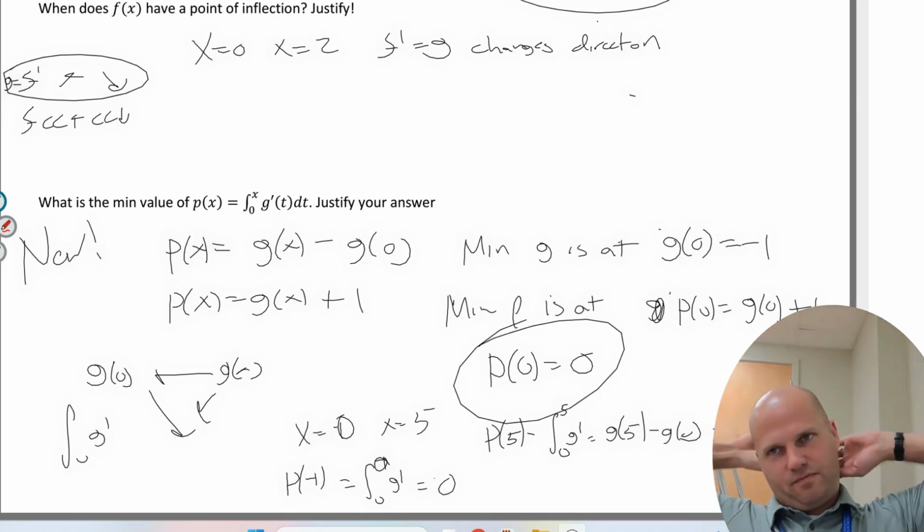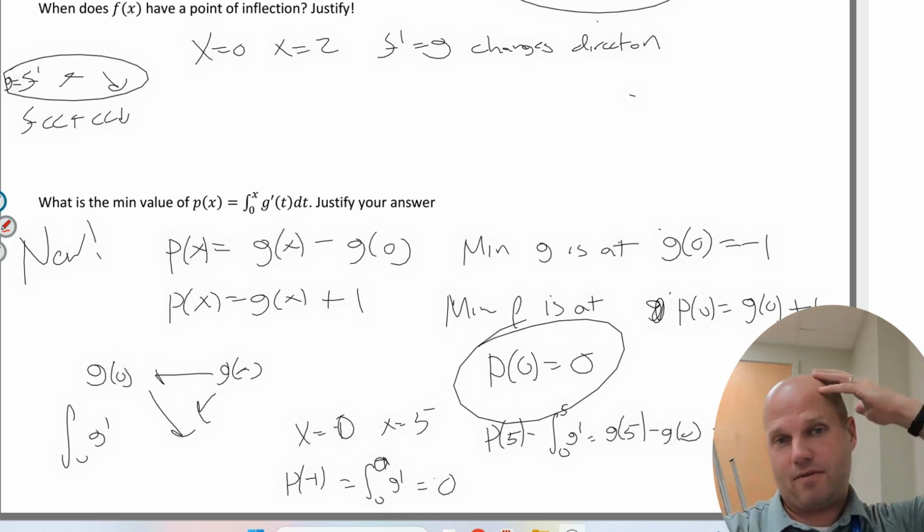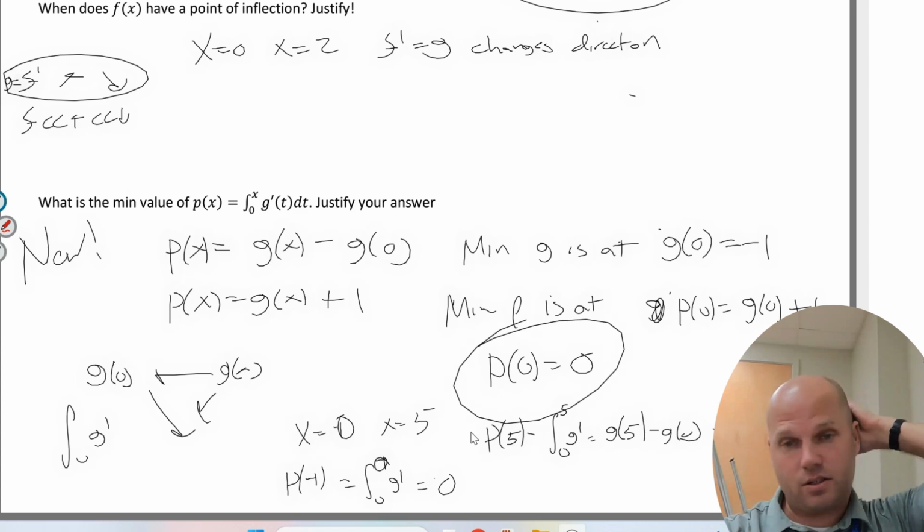Oh, man, good stuff. Kind of a mind-opening experience for me because these are new problems that I haven't asked before. It showed up on the AP exam last year.